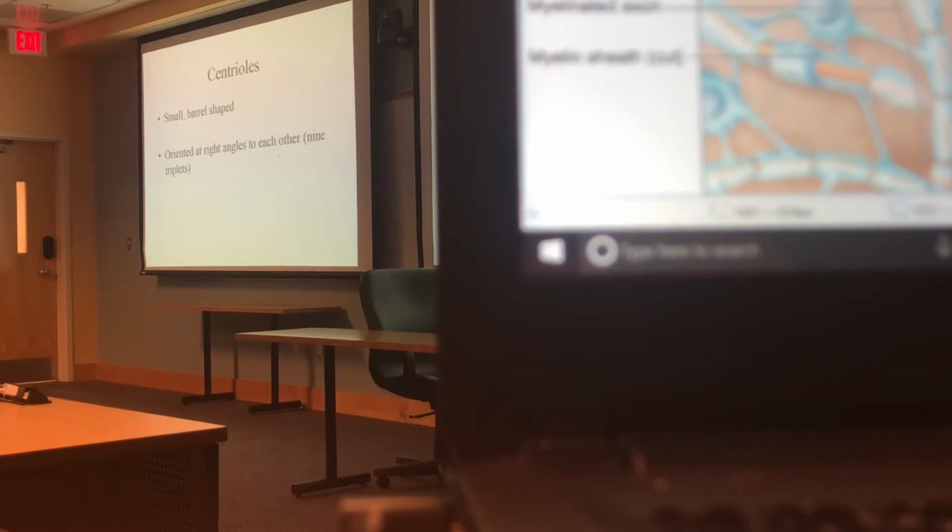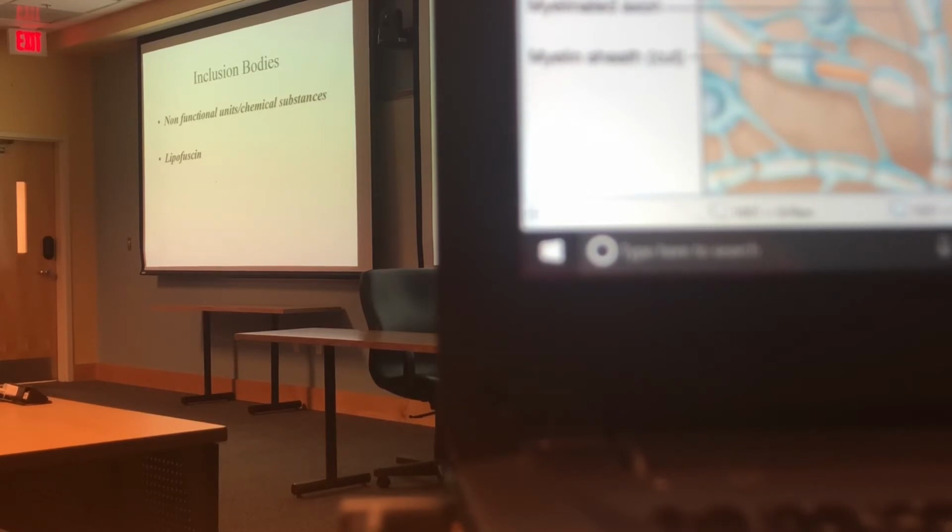What else, guys? Moving forward, you have your centrioles. They're small, barrel-shaped organelles. They're at right angles to each other, and they are arranged as 9 triplets of microtubules. Not much to add to that, guys. Centrioles, and then, here you go, here are the inclusion bodies.